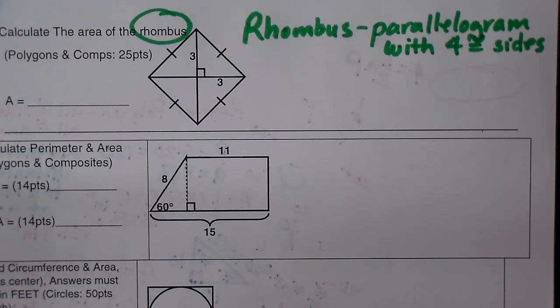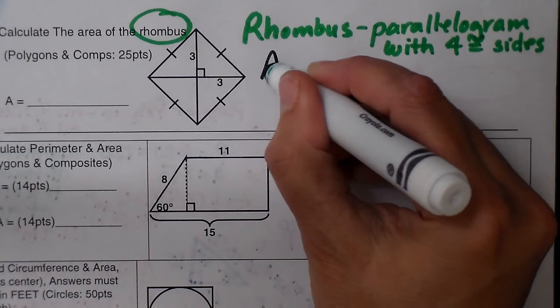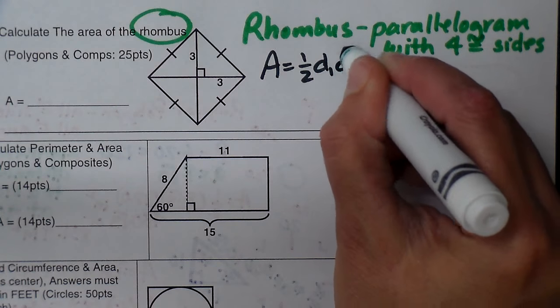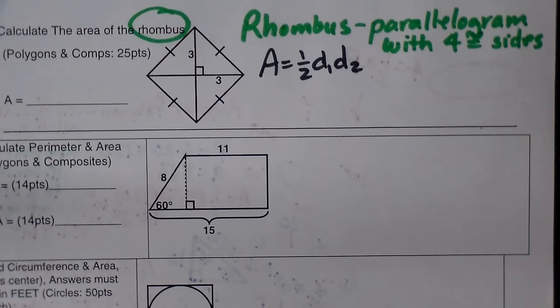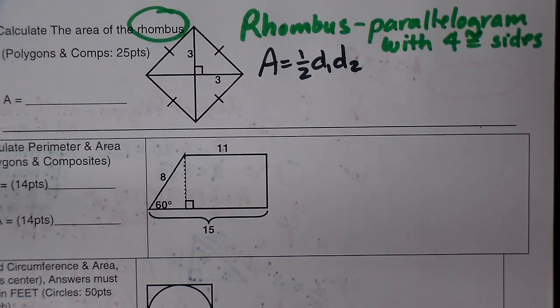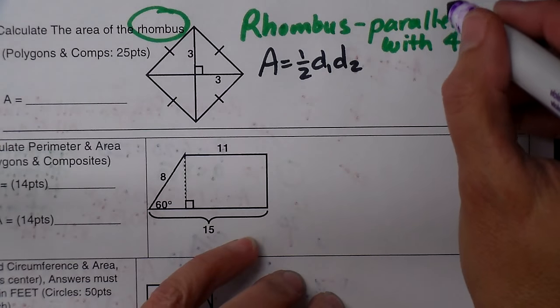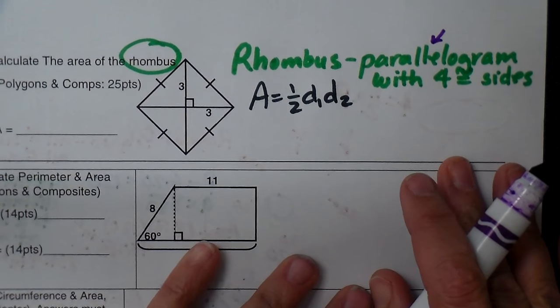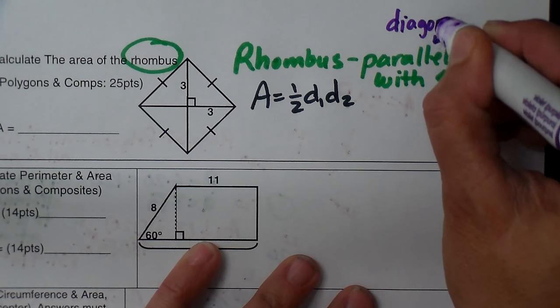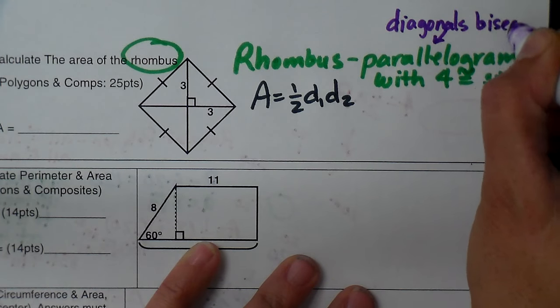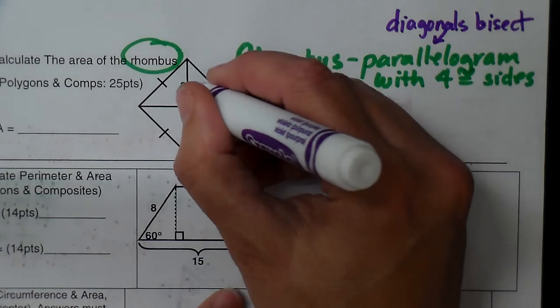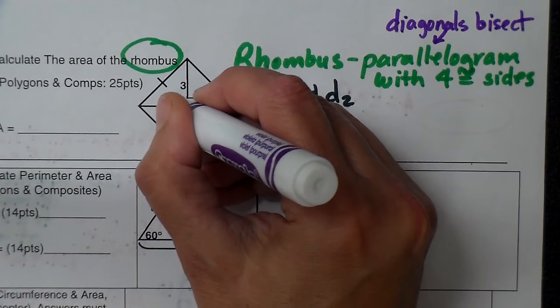The only thing for a rhombus is that all 4 sides are the same and it's a parallelogram. So the area formula for a rhombus is 1/2 diagonal 1 times diagonal 2. Half of the product of the diagonals. Now, the other characteristic of a rhombus, since it's a parallelogram, what does that mean? That means that the diagonals bisect each other, right? So if that's 3, that's 3, and if that's 3, that's 3.